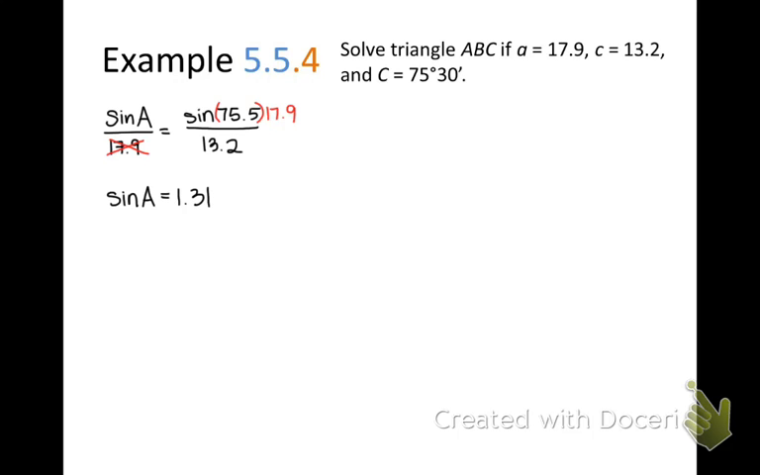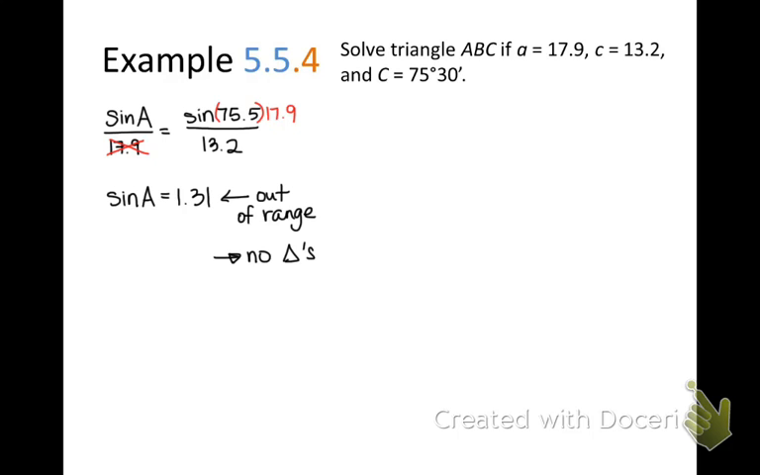What do you notice about this? Is it possible for us to have a sine value bigger than 1? No, this is out of range. So does an angle A exist? Is there an angle that will give you that sine value? No. So what does this tell you? How many triangles do you have? Therefore, no triangles, and there's nothing to solve for in that case.